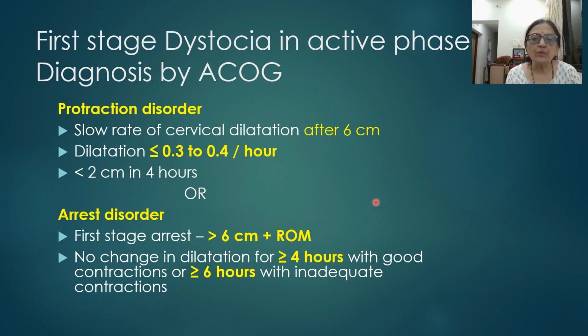Now, for students, I want you to remember these figures, and that is why I have made these in yellow as well as in bold. For slow dilatation or protracted dystocia, the figure you should remember is 0.3 to 0.4 centimeter per hour or less than that. Whereas for arrest, you need to remember no dilatation for greater than or equal to 4 hours with good contractions, or 6 hours with inadequate contractions. So this is an important slide, and the diagnosis of dystocia is based on these figures.